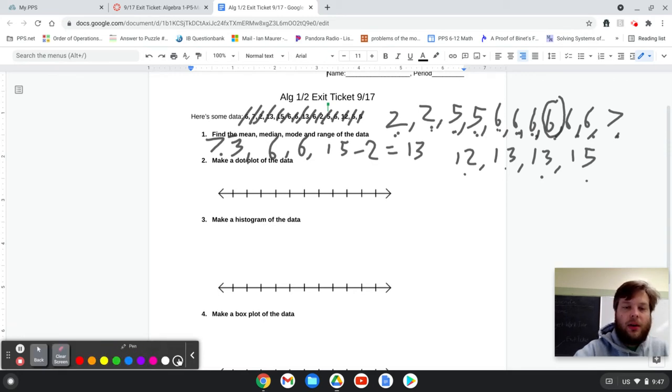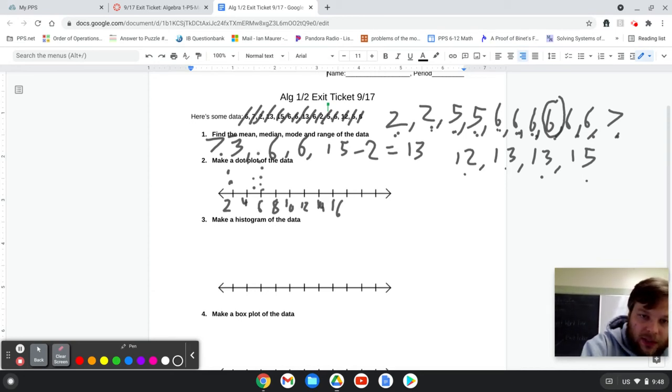So I'm going to count here by twos. 2, 4, 6, 8, 10, 12, 14, 16. Now I use my numbers. I have 2 values of 2, so I put 2 dots. I have 2 values of 5, so I put 2 dots. I have 6 sixes, so I put 6 dots right above the 6. Then I have a 7, so I put 1 dot at a 7. Then I don't have 8s, 9s, 10s, 11s. I have a 12, 2 13s, and I have a 15. That is your dot plot.